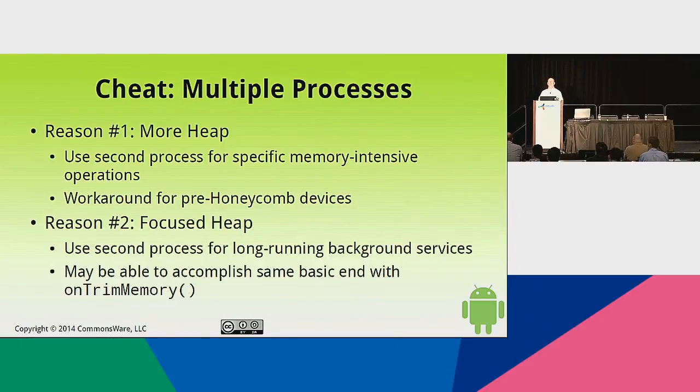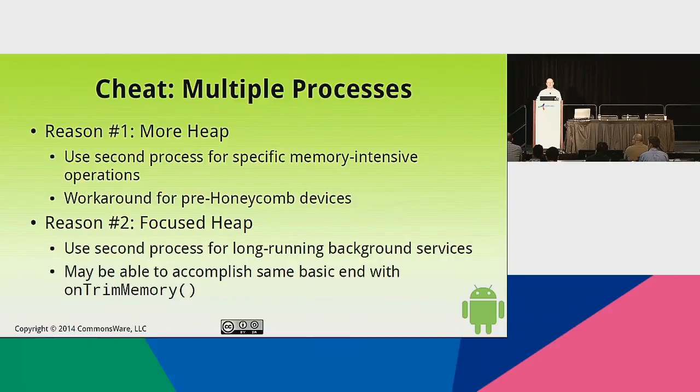Prior to large heap, we had to go with multiple processes. You'd arrange to have certain components of your app run in a separate process, and therefore be able to have 2 heaps, or conceivably more heaps than that. Even today, some developers will use this for a focused heap. They'll say, okay, I'm going to have this long-running service run in a separate process so that the UI process can get terminated due to low memory conditions, so that memory can all get freed up because the service doesn't need all those activities and widgets and whatnot.